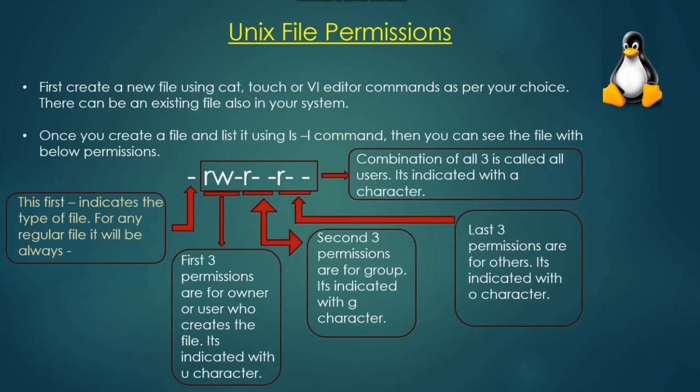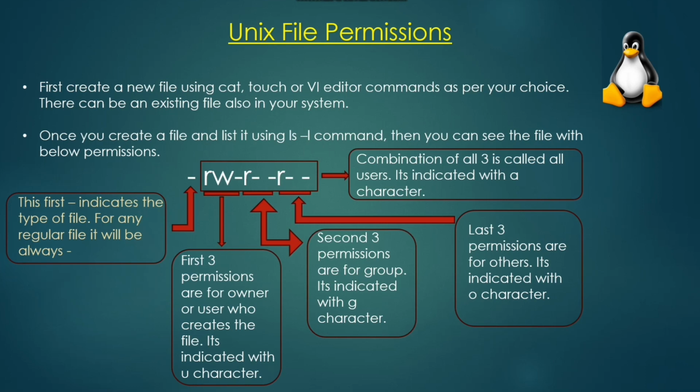So in Unix file permissions, first we will create a new file using cat, touch or vi editor commands, whatever as per your choice. And there can be an existing file also in your system, so you can use that file as well. Once you create a file and list it using ls -l command, then you can see the file with below permissions: rw- r-- r--.